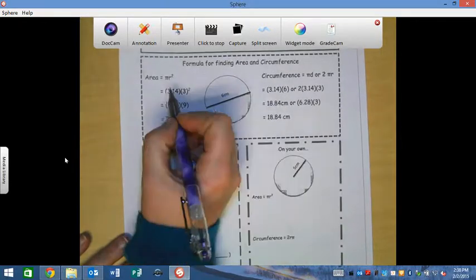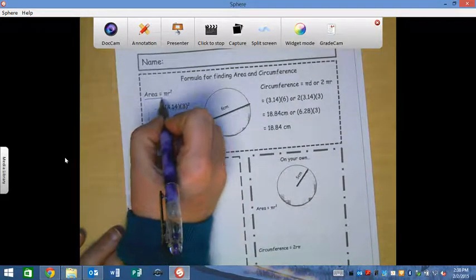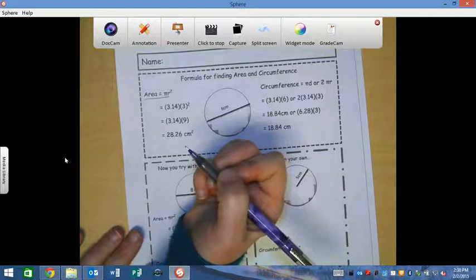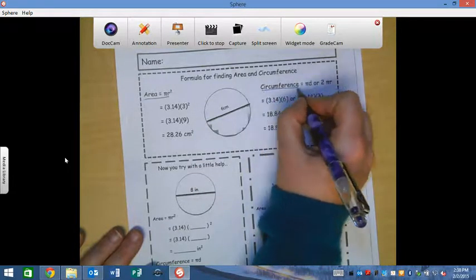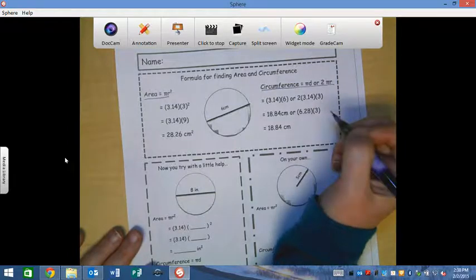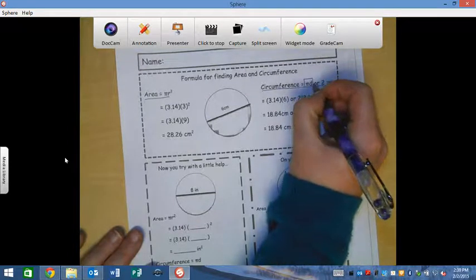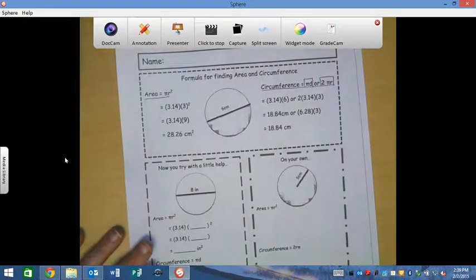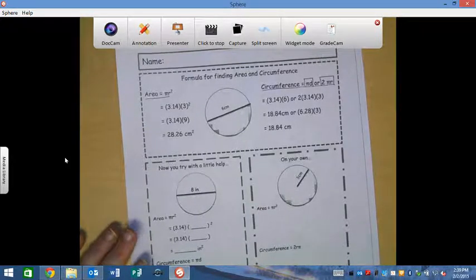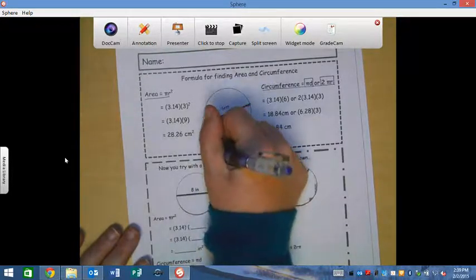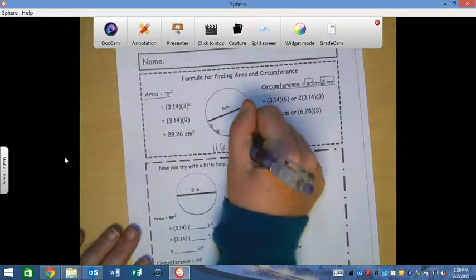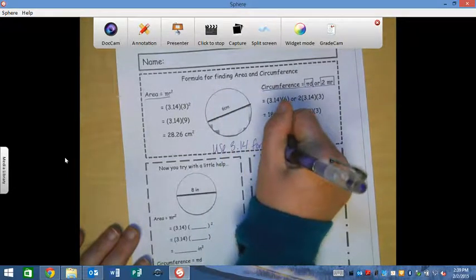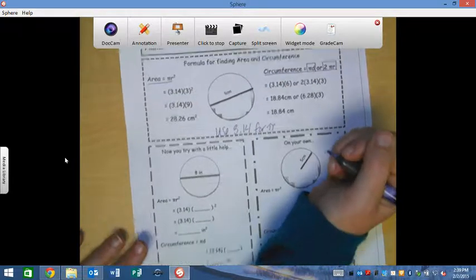Now, up at the top, make sure you pay attention. This is our area formula for area of circles. This is our circumference formulas. Notice there are two. There is one for when you have the diameter, and there is another for when you are given the radius. Depending on what you are given, you will determine which formula you need to use. For this assignment, you will be using 3.14 for pi. So I'm going to put that right here. Use 3.14 for pi.